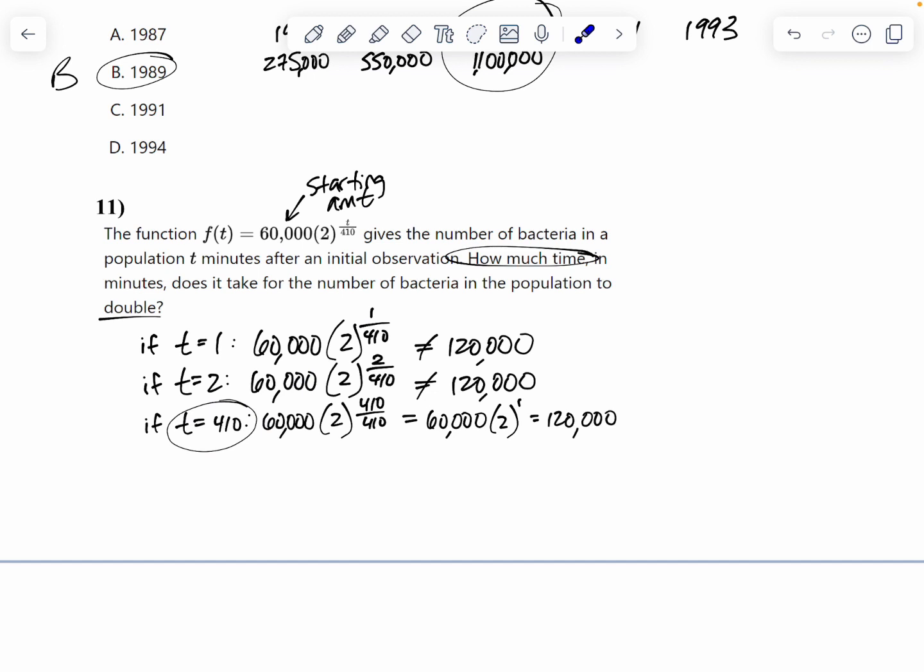Please come see us on an optional Friday if you need some more help with exponents or if I gave too brief of an explanation on this. But there's your rundown for all the problems on the exponents lesson.